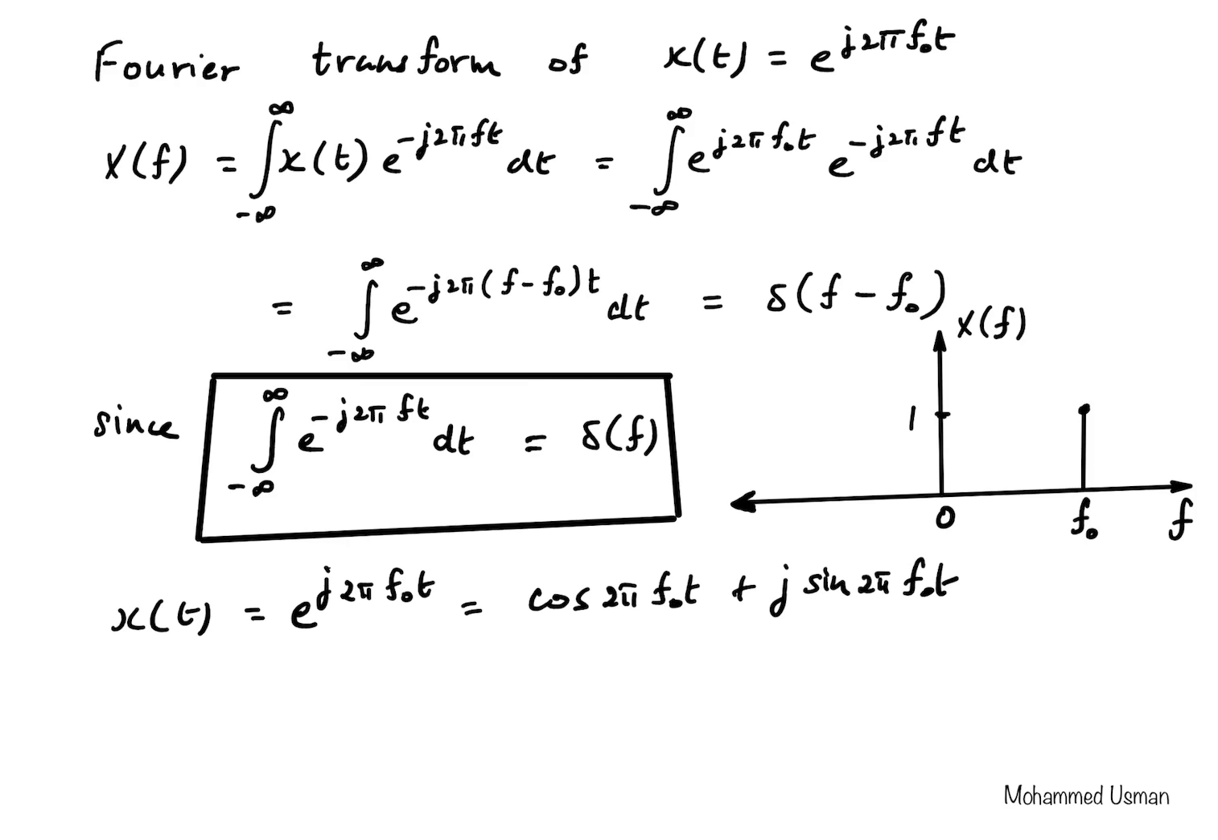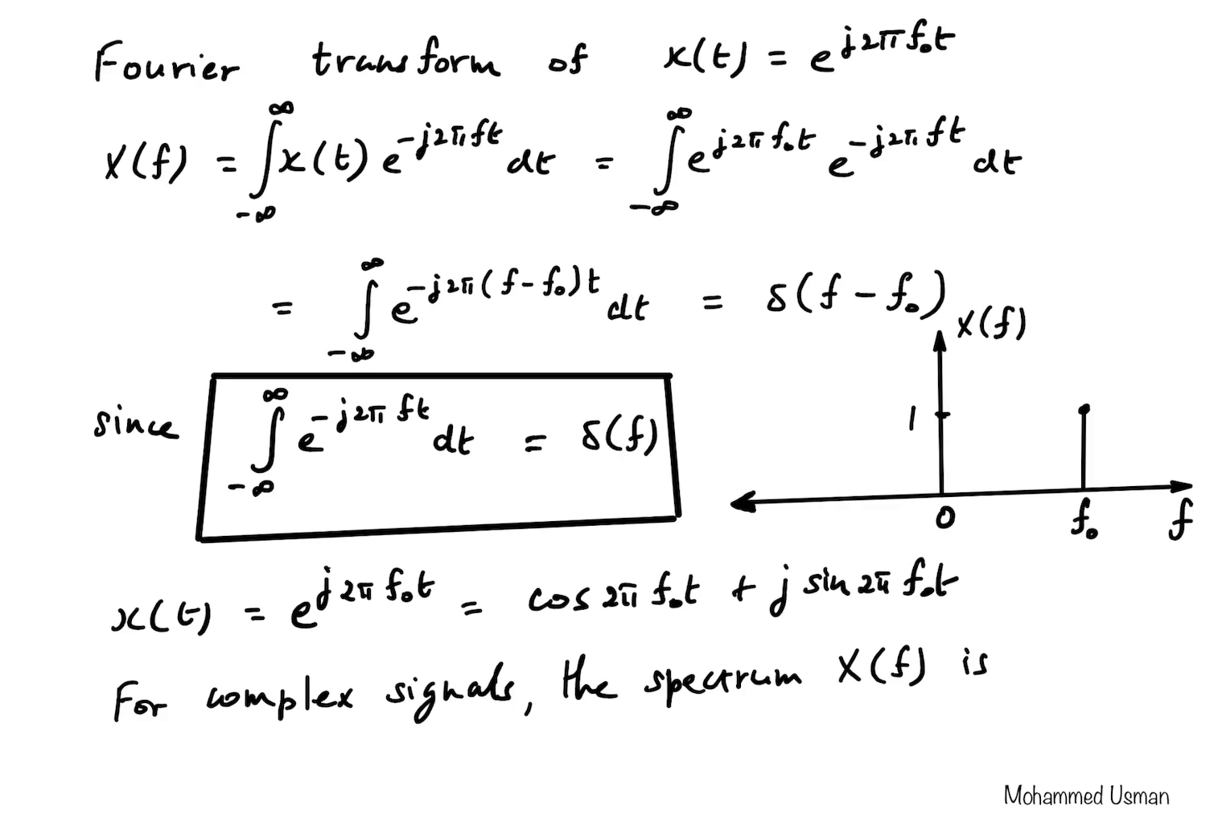So this x of t that we have here is given for complex signals. The spectrum x of f is what we call one-sided. That means it is only on one side of the frequency axis. It is not available on the other side. And next we will do an example for a real signal of some frequency f naught. So now we have seen a complex signal which has a real part and an imaginary part. But now we will see a real signal which has no imaginary part.